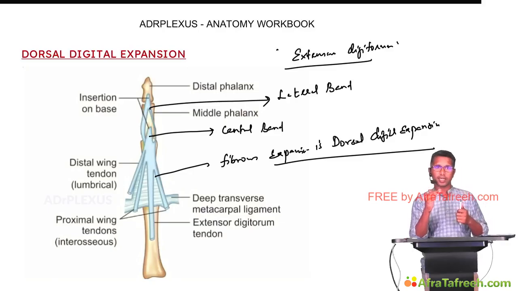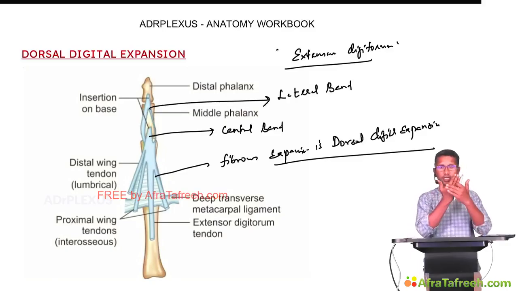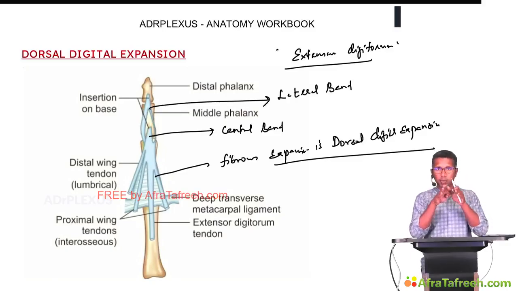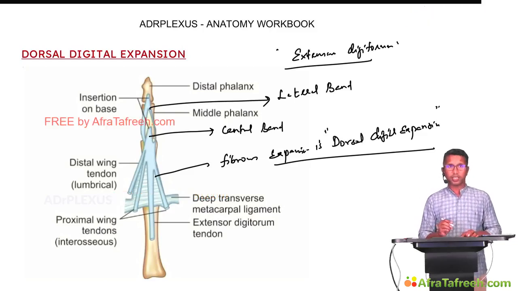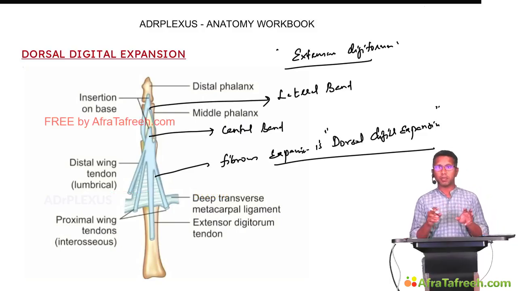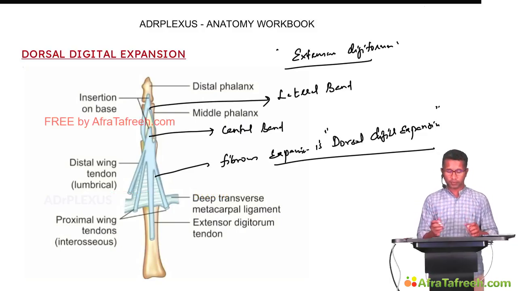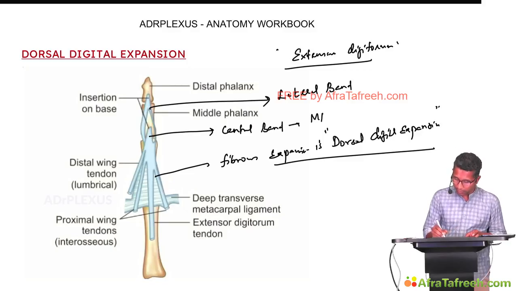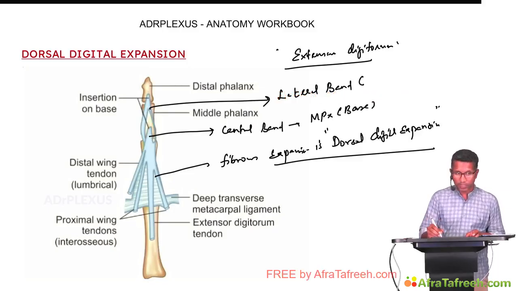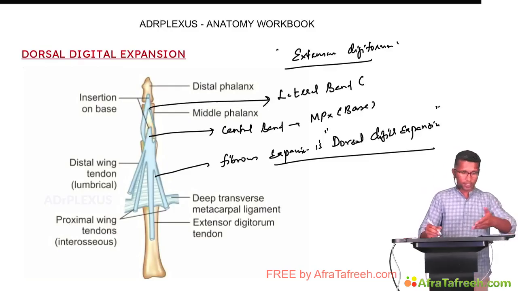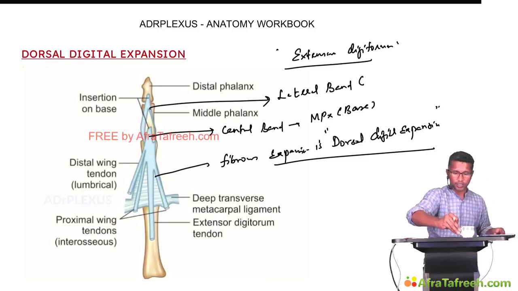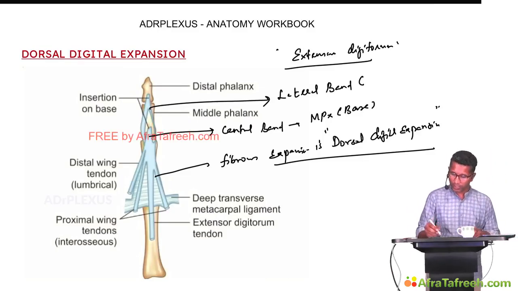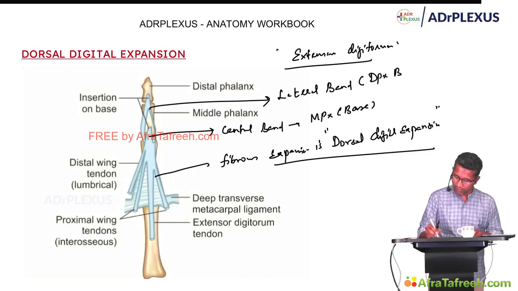The extensor digitorum tendon, when it crosses the metacarpophalangeal joint, expands to form an expansion called the dorsal digital expansion. In this dorsal digital expansion, you see the extensor digitorum tendon splitting into 3 bands: one central band and 2 lateral bands. The central band is inserted into the base of the middle phalanx, whereas the lateral bands fuse and get inserted into the base of the distal phalanx.